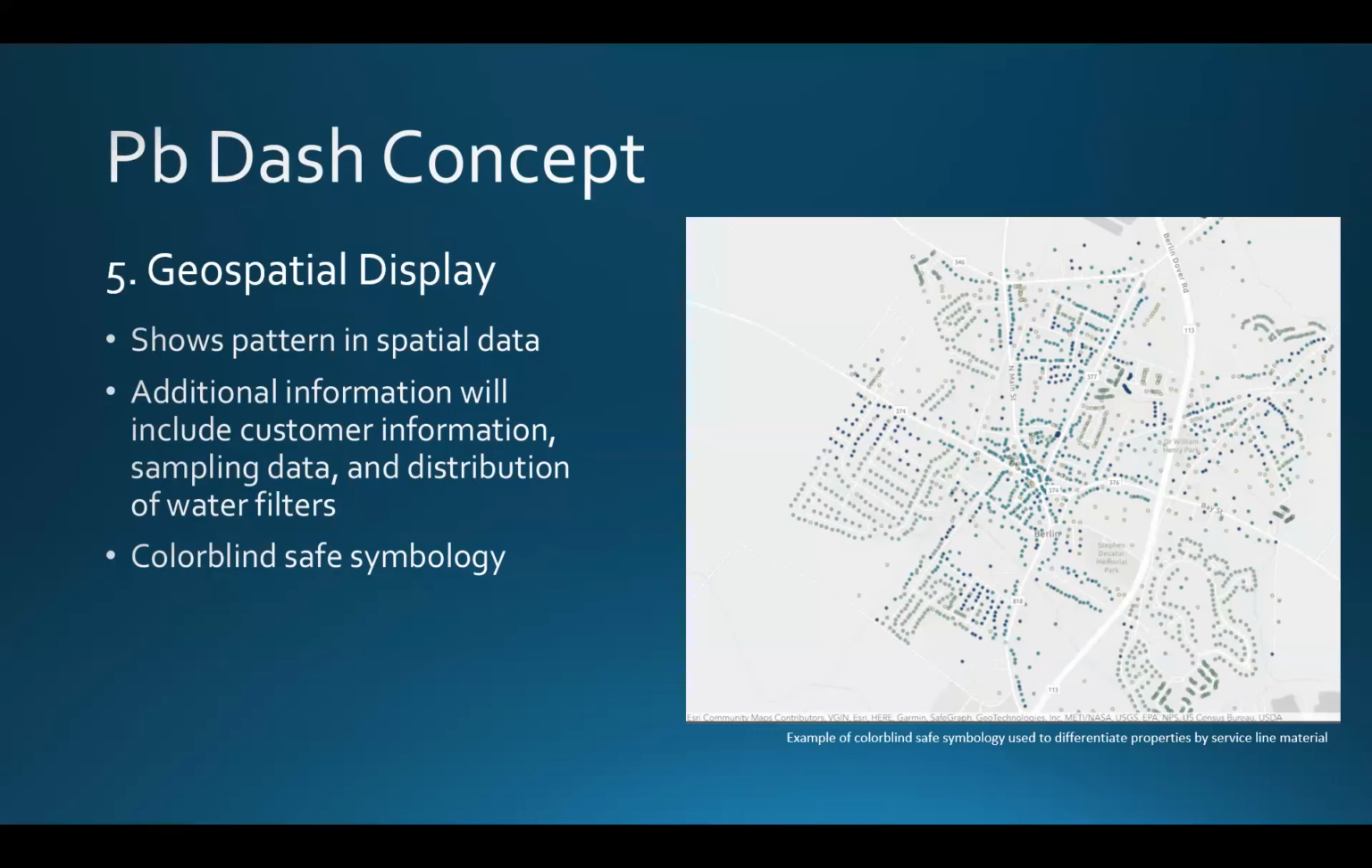For example, this figure shows an example of PB-'s geospatial display and the use of circles of different colors to represent data categorizing service line material. Colors have been chosen using a sequential color scheme so that a darker color draws attention to services categorized as lead, and a lighter color represents services categorized as not lead. Colors used are also colorblind safe to be more easily interpreted by users with color blindness.